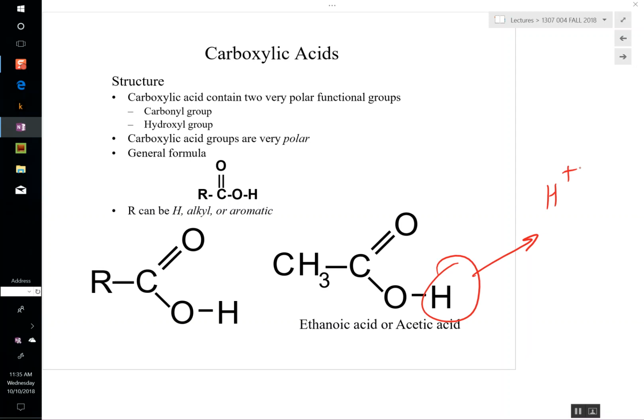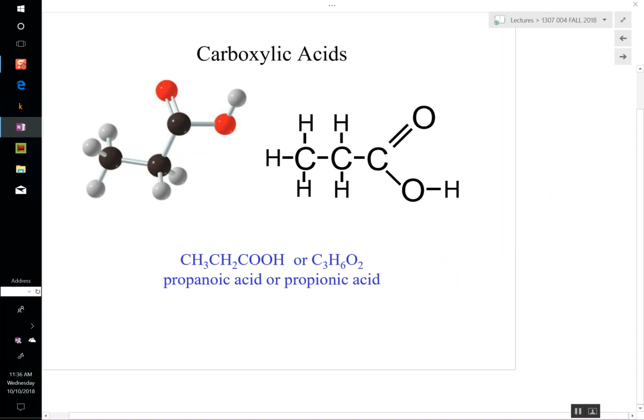R can even be an aromatic. So there's benzoic acid. We'll see that in a minute. These molecules are even more polar than alcohols. We learned that alcohols are more polar than alkanes and have higher boiling points. These are even more polar than the comparable alcohol, and they even have higher boiling points. We'll get into the naming in a moment.